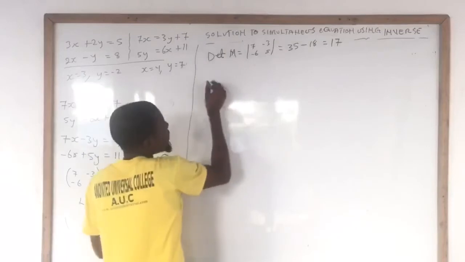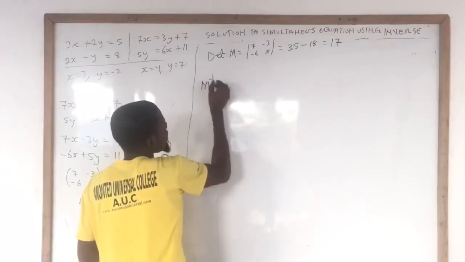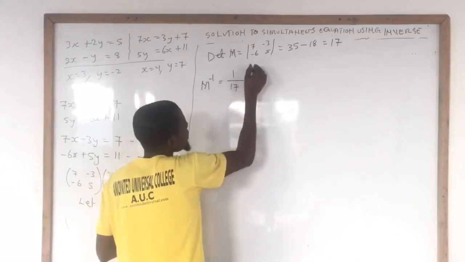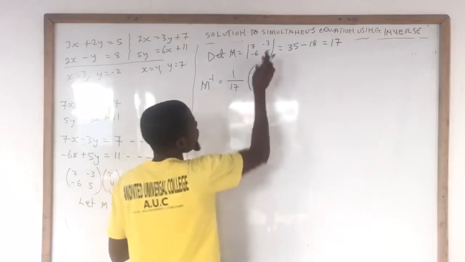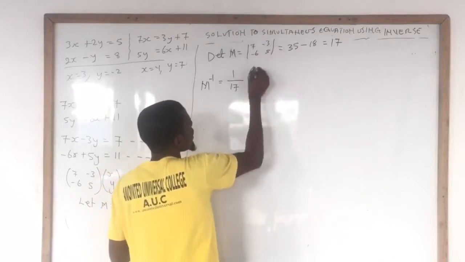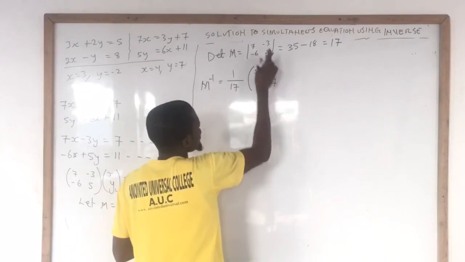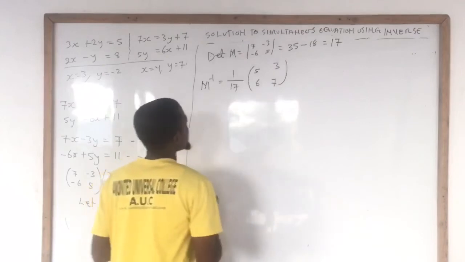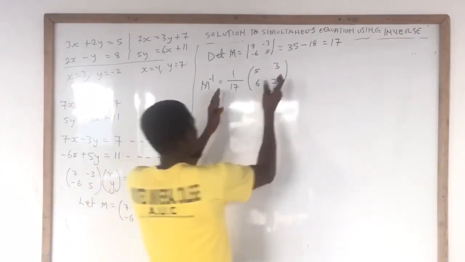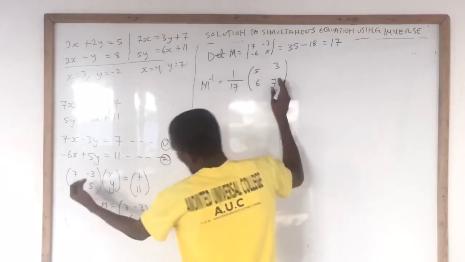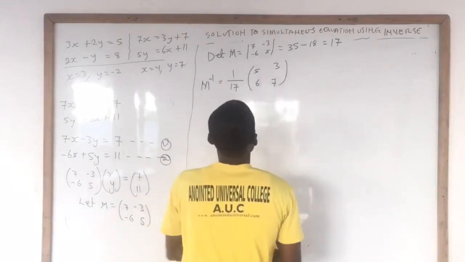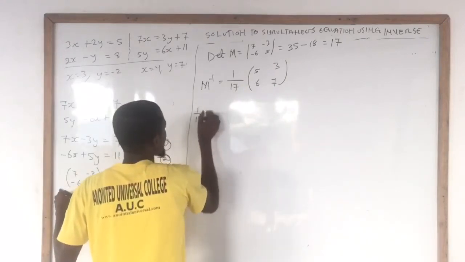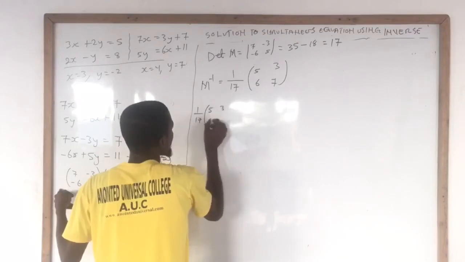So let me find my inverse. So my M inverse is going to give me 1 over 17 times the adjoint. The adjoint is interchanging the leading diagonal. So 5, 7. If I negate this one, I'll get 3 and then 6. They're already negative. So when I negate them again, I'll get positive. So as usual, we multiply the inverse with this side of the equation and also that side of the equation, right? So what we do is that we have our inverse 1 on 17, 5, 3, 6, 7.